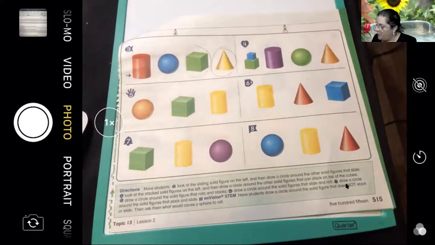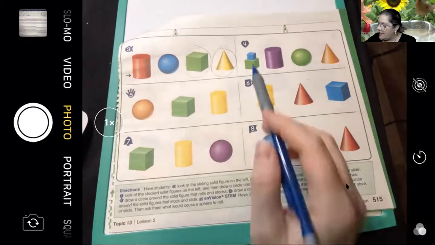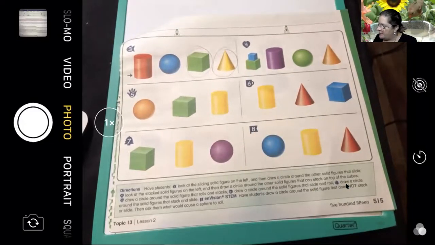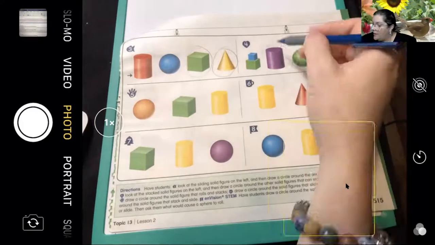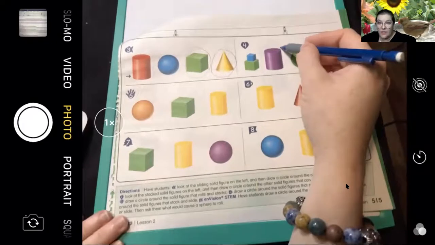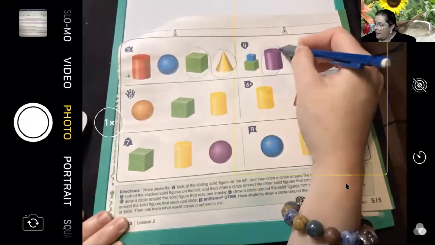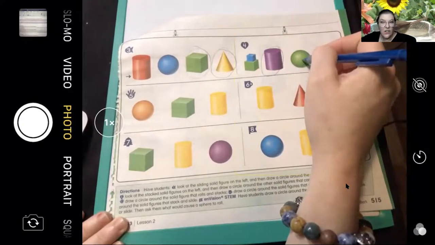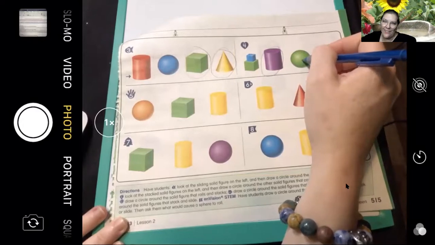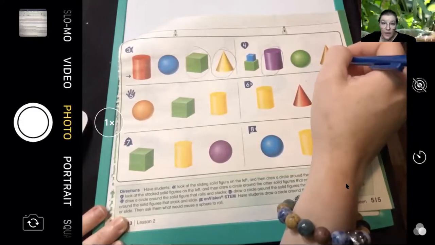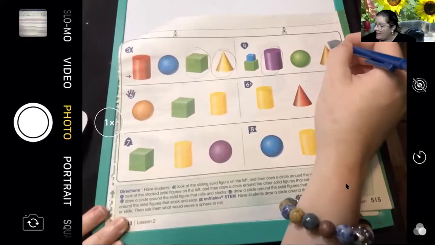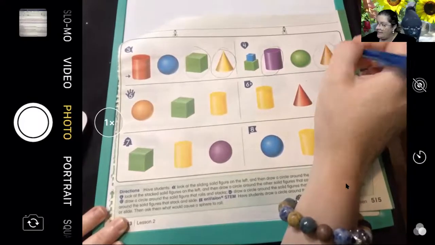Let's look at number 4. Look at the stacked solid figures on the left. Then draw a circle around the other solid figures that can stack on top of the cubes. So we could put the cylinder on top. Could we put the sphere on? It would roll off. Could we put the cone on top? We could. It has a flat side. Nice.